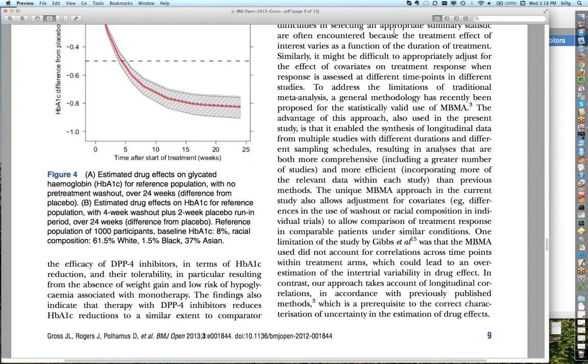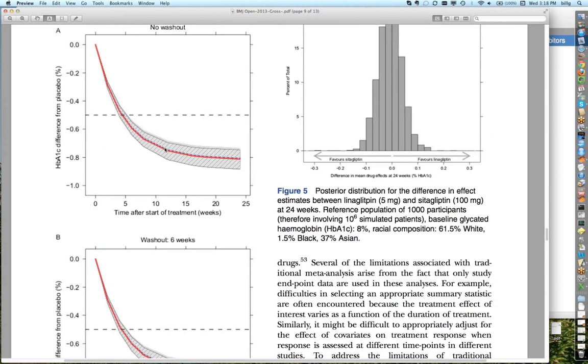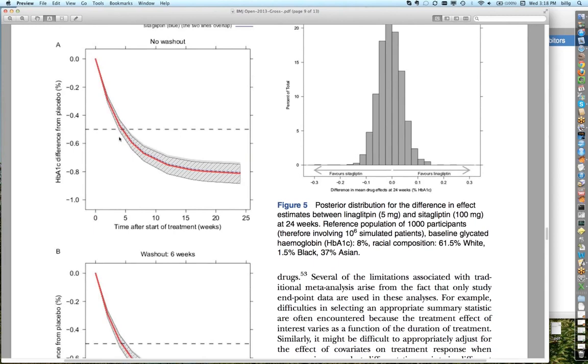I don't know what the dash line is; I guess I'd have to read the text more carefully. I don't remember why they put that reference line across there. I suppose it probably represented what they considered to be some minimally beneficial effect. It seems to correspond to a minus 0.5% difference there. So you can see that.